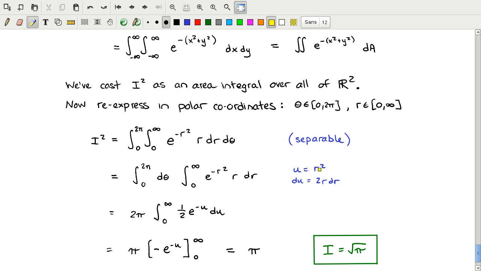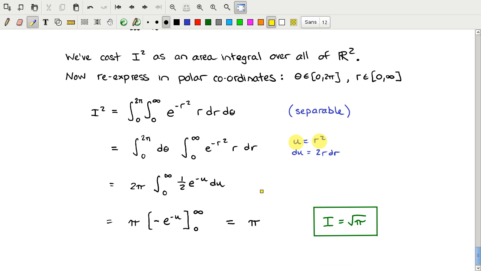So when r equals 0, u is 0. So the 0 remains 0. And as r goes to infinity, u also goes to infinity. So this is not a mistake. It's that the bounds remain the same when I perform this change of variables. And finally, I can do this integral simply. I can pull that 1/2 with the 2 and make a pi, and this becomes negative e to the minus u, from 0 to infinity. At infinity, this becomes 0, and when I subtract a negative 1, I just get pi.